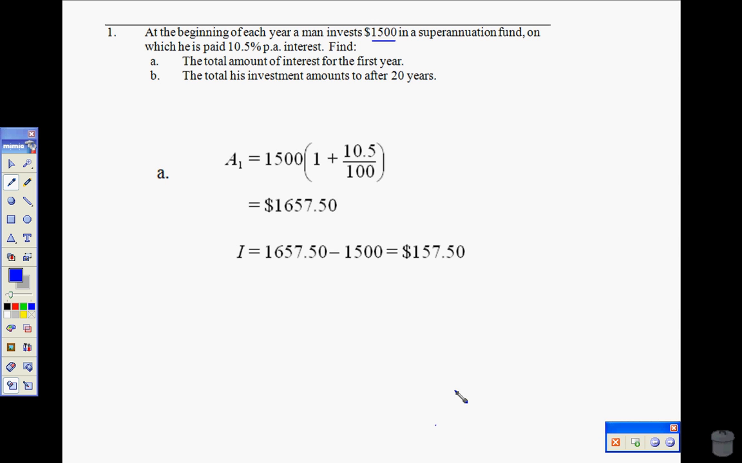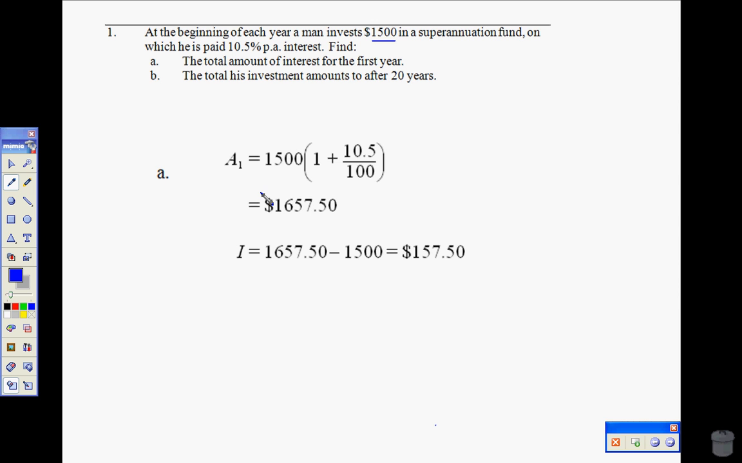In this question, what we've got is a man who's investing $1,500 in a fund, and he does that every year, and he gets 10.5% interest. So if you have a look, the first part of the question wants us just to work out what his interest was for the first year.